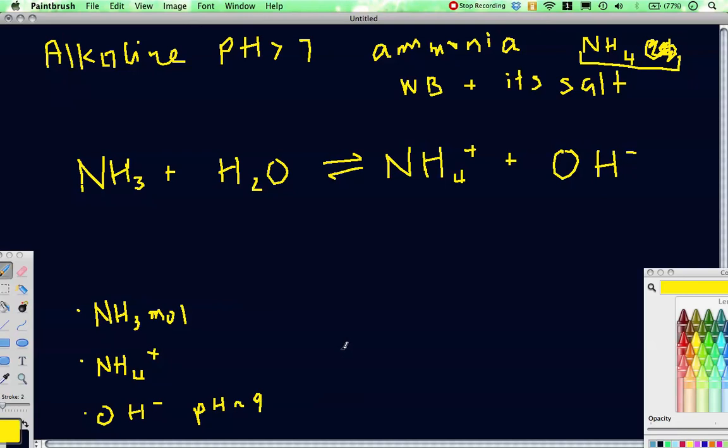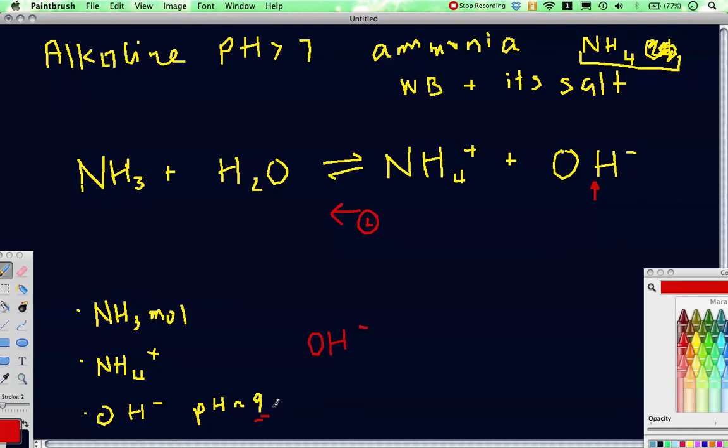If you added a base to this system, so we've added hydroxide ions, then it seems fairly logical that this increases the concentration of hydroxide ions on the right hand side of the equation. In order to remove those added ions, you react them with the ammonium ion. So you shift your equilibrium left in order to consume them and maintain a pH that remains at 9.